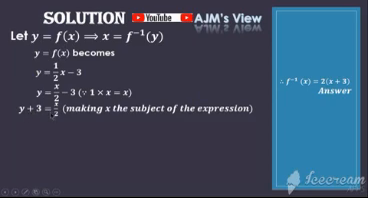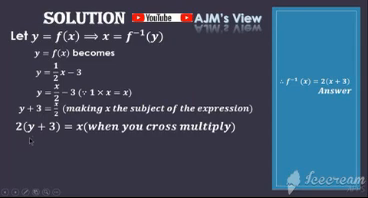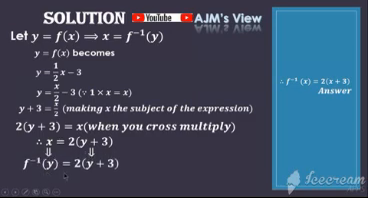So we have this expression. If we cross multiply, we have 2 into bracket y plus 3 equals x. Let us swap the sides. We have x equals 2 into bracket y plus 3. Take note from the beginning that x equals f inverse of y. So this expression now implies that f inverse of y equals 2 into bracket y plus 3.